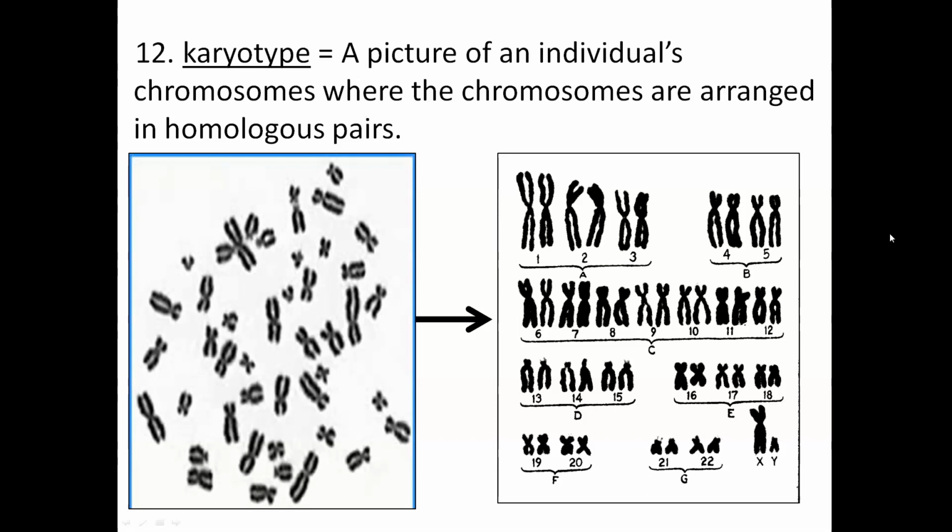A karyotype, we've seen this on one of the previous slides here, but it's a picture of an individual's chromosomes, and we put those chromosomes in their homologous pairs, and then we line them up from largest in spot number 1 to smallest in spot 22. And as I said, the sex chromosomes are kind of off here on their own in spot 23, XY for males and XX for females.